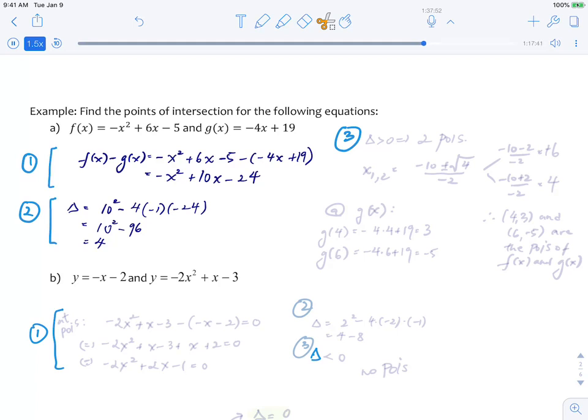Okay, now is this greater than 0, equal to 0, or less than 0? Greater than 0. So what do we do with this? I know I have, yes, 2 solutions or 2 points of intersection. We're actually asked for the points of intersection, so what can we do next to figure out the value, maybe of the x-coordinate first, and then we'll see what we can do about the y.